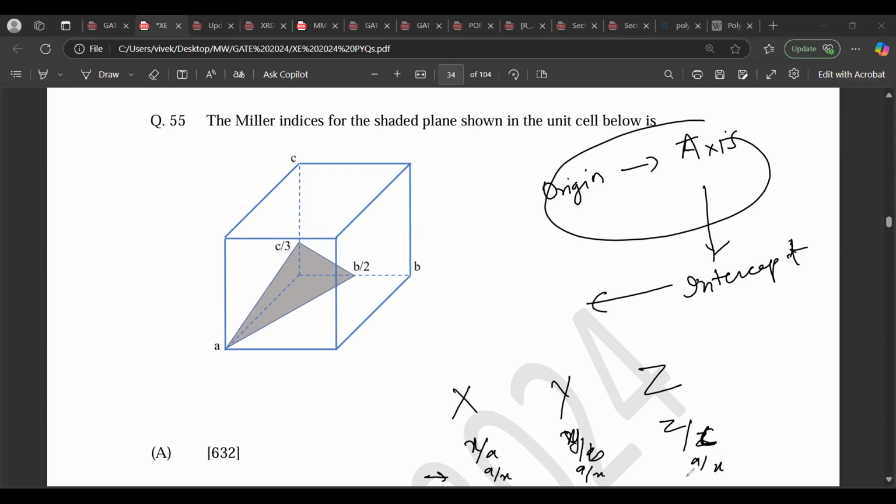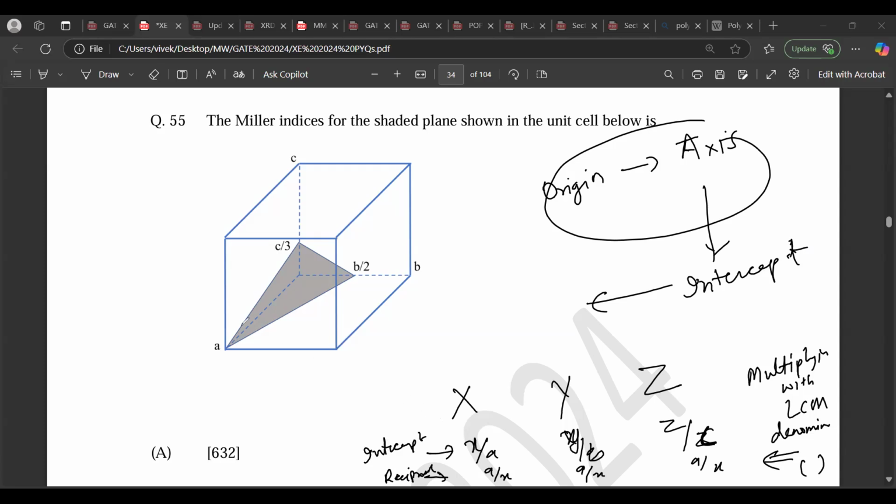Reverse means taking the reciprocal. And then I have to simplify by multiplying with the LCM of all the denominators. This is the standard procedure, and then I can put it in parentheses. Simple. So this is the step-by-step procedure. You have to follow the steps, otherwise it is just wrong. So this is the reciprocal. Sometimes you take a shortcut and you make a mistake. This is the intercept.